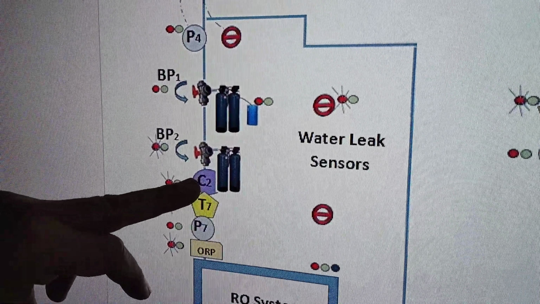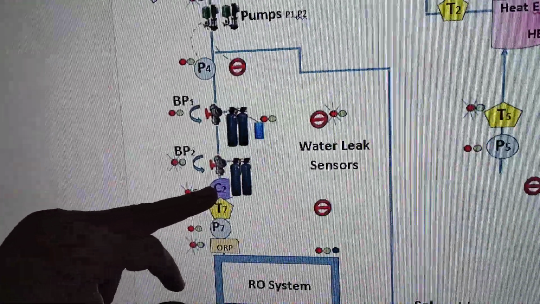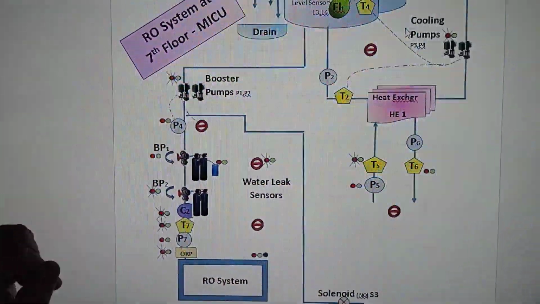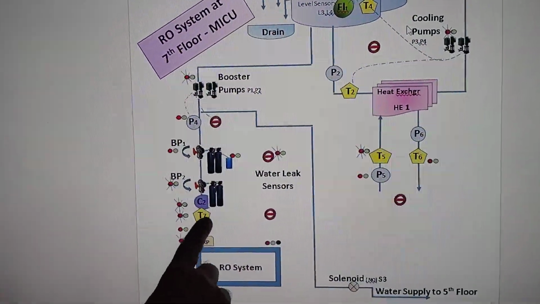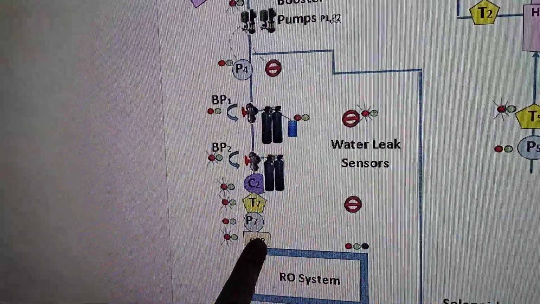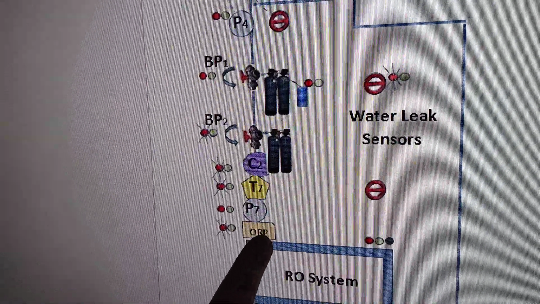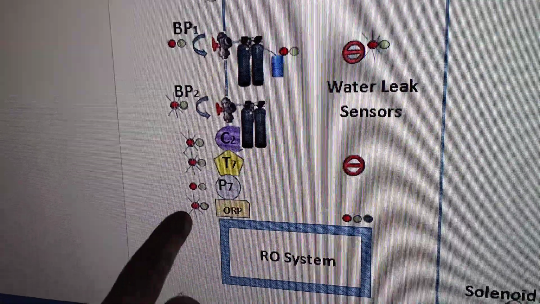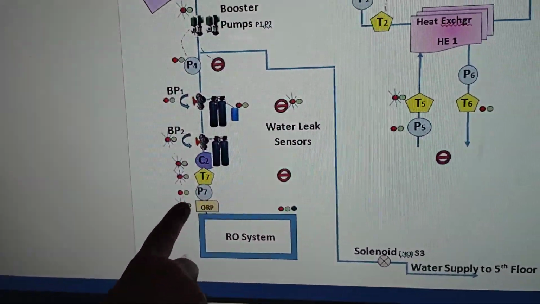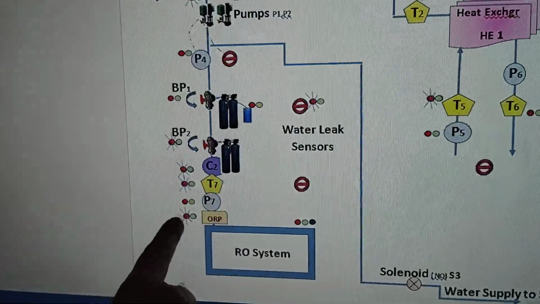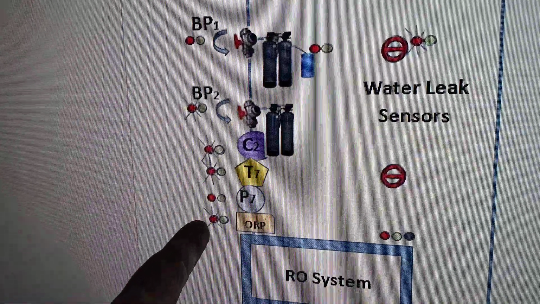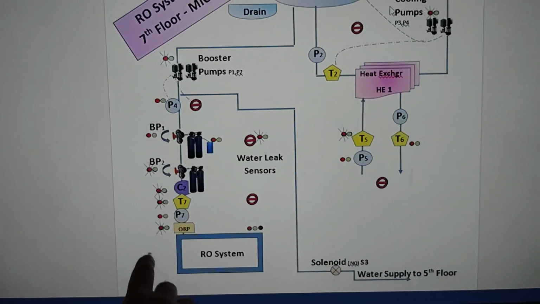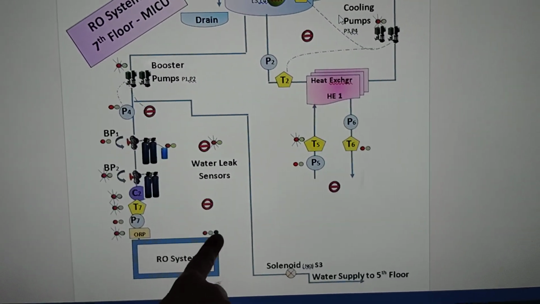Then comes the conductivity sensor. If the conductivity is very high, then again it has to give an alarm and try to maintain the conductivity. Temperature, pressure, and ORP sensors are there. So all these are being monitored over here before going into the RO system. If there is any chlorine level over here, it has to give an alarm over here.